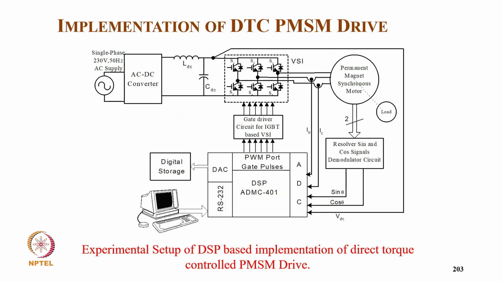Here we get, of course, from the resolver sin theta and cosine theta, and from the demodulator we get sin theta, and we sense the DC link voltage in the process and sense the current. We estimate the torque and flux, and from the speed reference we get the reference flux, and from the speed control we get the reference torque, and from the estimated values we get the gating signal for this DTC based drive.